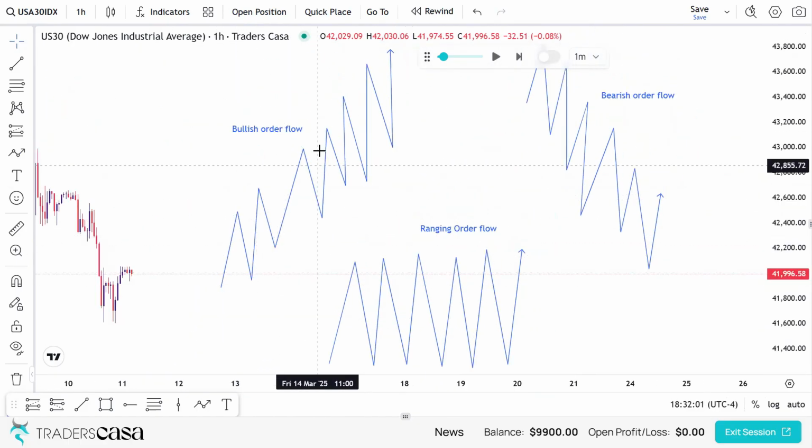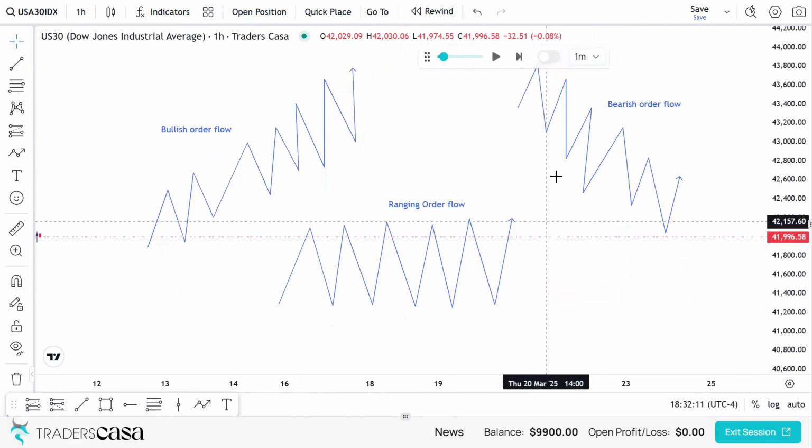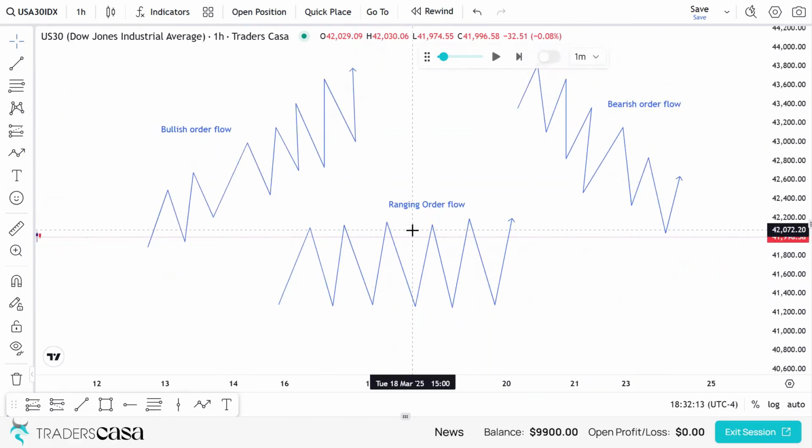So the market gives you a higher high. You look for the market to take out liquidity, then you buy. Then the same thing happens with the bearish order flow, and also with the ranging order flow.